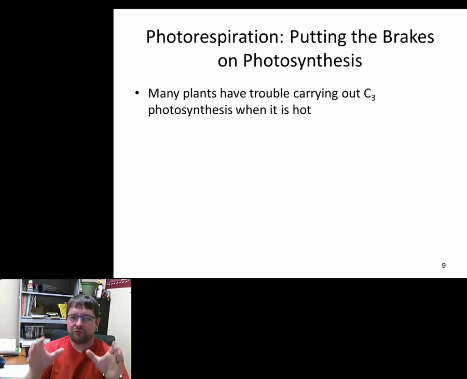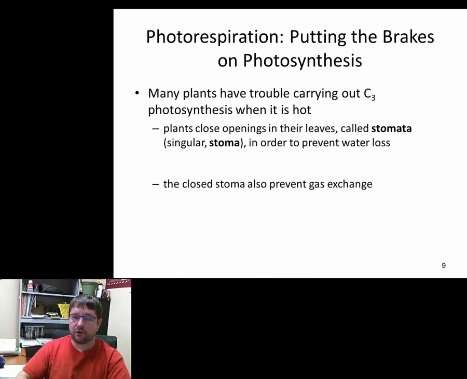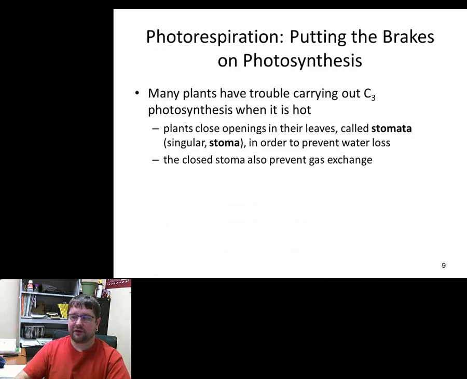Okay? But the issue is when it's hot out, anytime you open your stomata to take in carbon dioxide for the Calvin cycle and release oxygen as a waste product, water leaves the system. So we need to prevent water loss. Right? And so plants have stomata. We already talked about this, or stoma. They have guard cells that can open and close, right, to prevent water loss, but they have to open up in order to allow gas exchange. If it's closed, then the stomata cannot have gas exchange.